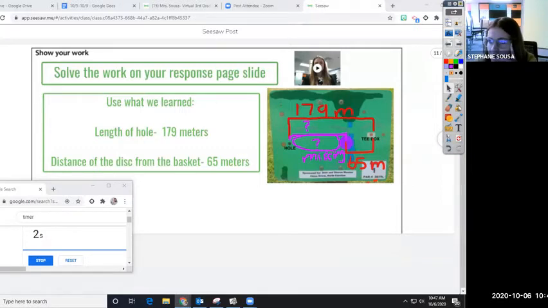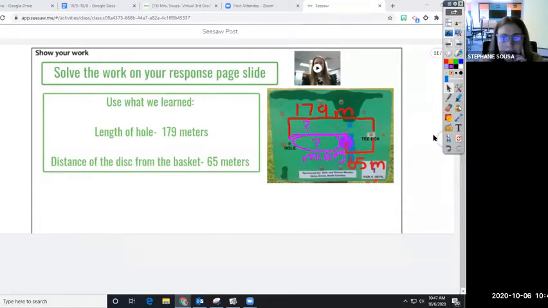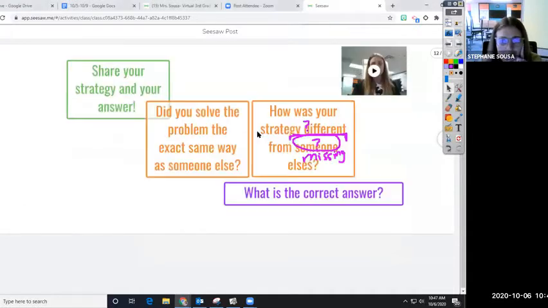All righty, I see most of us have an answer. Angel has an answer. Levin has an answer. All right, that'll take us to time. Let's go ahead and review. So now I'm going to have you share your strategy. And as you're sharing, I want you to think about these questions.